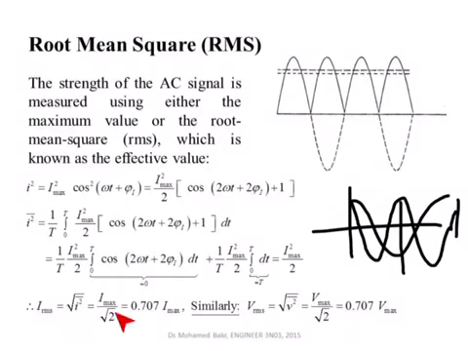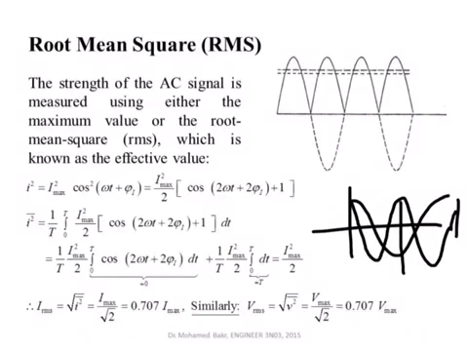And this is a relationship you have to remember. The RMS value of a sinusoidal signal is equal to the maximum value divided by square root of 2. And 1 over square root 2 is simply 0.707. So for voltages, the RMS value of an AC signal is simply the maximum multiplied by 0.707. The RMS value of a current is simply equal to the maximum value of the current multiplied by 0.707.